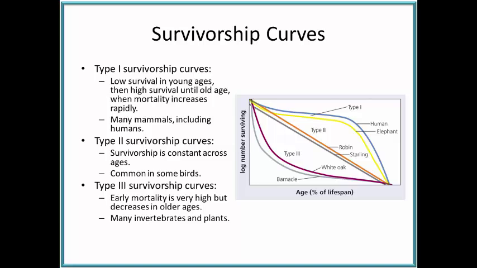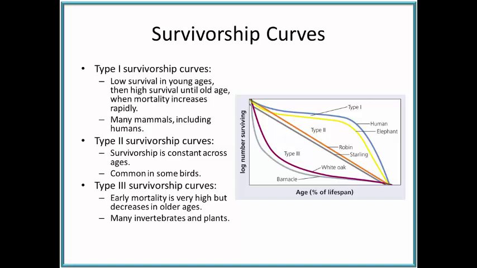Finally, there's type 3 survivorship, in which there's very high mortality at early ages. Then mortality declines or survivorship increases. They're sort of inverses of one another. If you're alive or you're dead, they're opposites. So what we see here is early mortality is very high, but it decreases with older ages. So we have survivorship dropping very quickly at early ages, then it levels off and approaches the x-axis asymptotically with age. This is characteristic of many invertebrates, insects, crustaceans, such things as that, and plants.